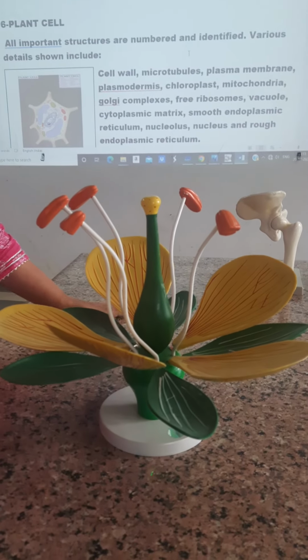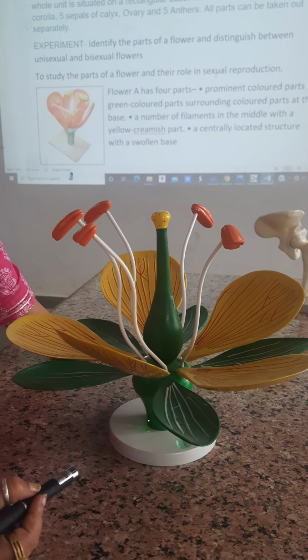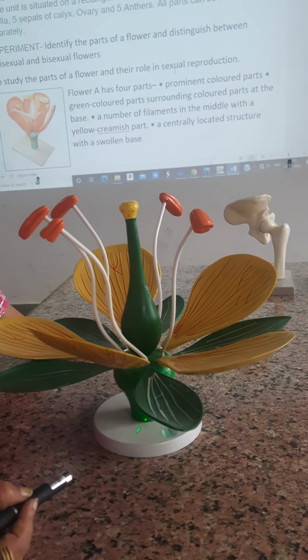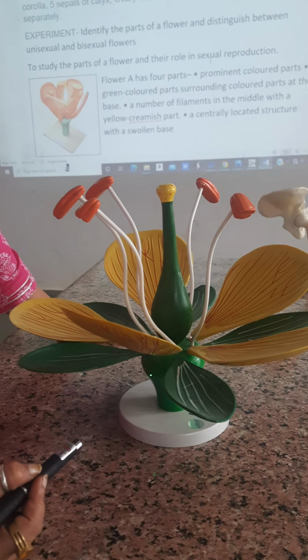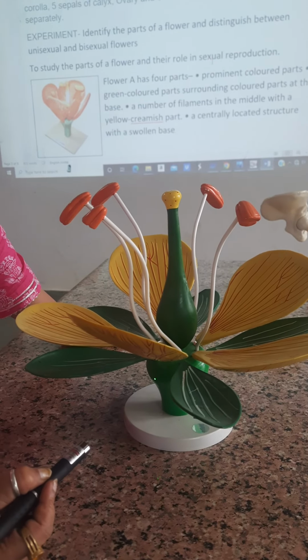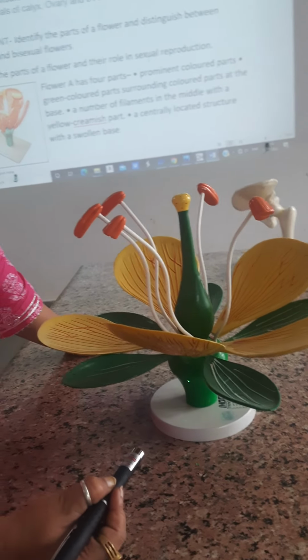Let me start from the bottom. This is the pedicel. It is the part by which the flower remains attached to the stem. Now you are able to see the swollen part. The swollen part is termed as thalamus or receptacle. It is the part of the flower on which all the floral appendages are located.